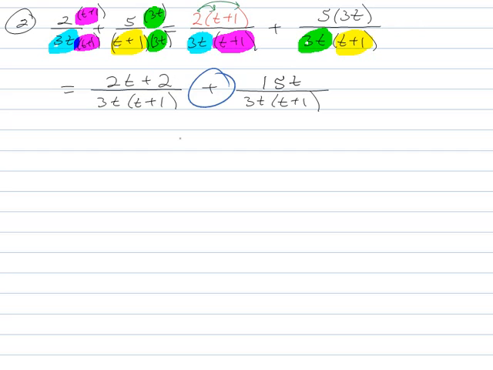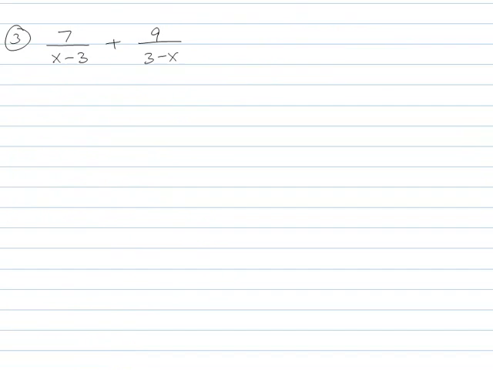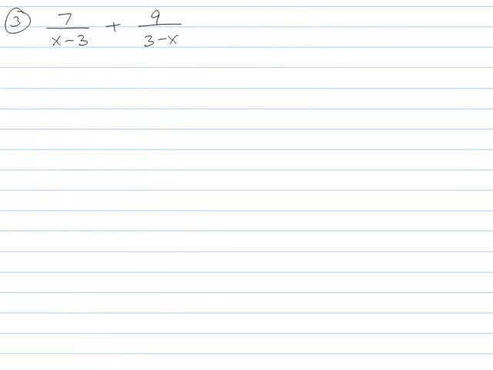Since I'm just adding, that means I don't have to worry about doing anything special insofar as distributing negatives. Still on the bottom, I have 3t times t plus 1. 2t and 15t is 17t plus 2. And this definitely doesn't factor, so I'm good to go there. Got it? So see, this could be worse. Considerably worse. Keep telling yourself that.